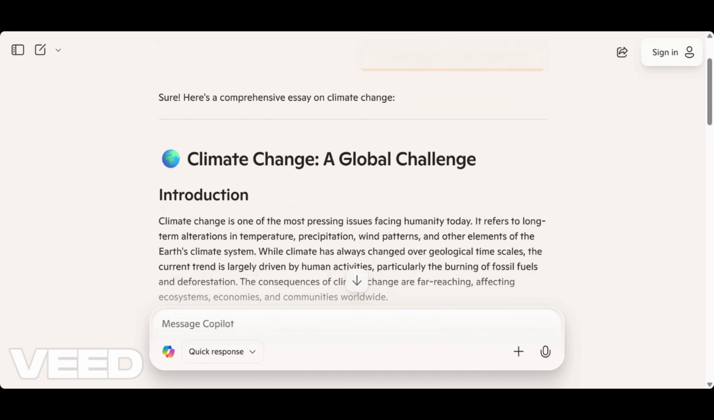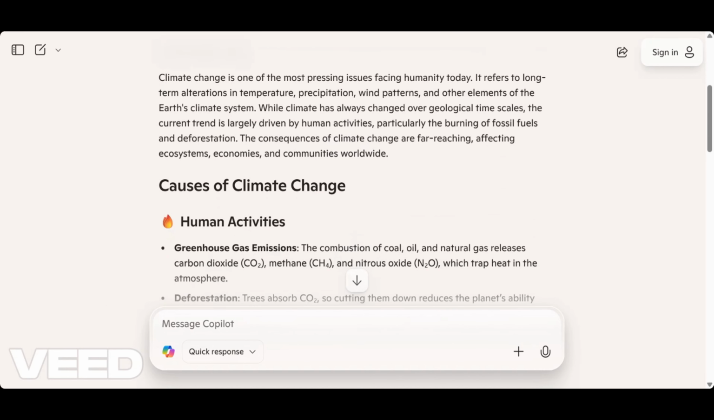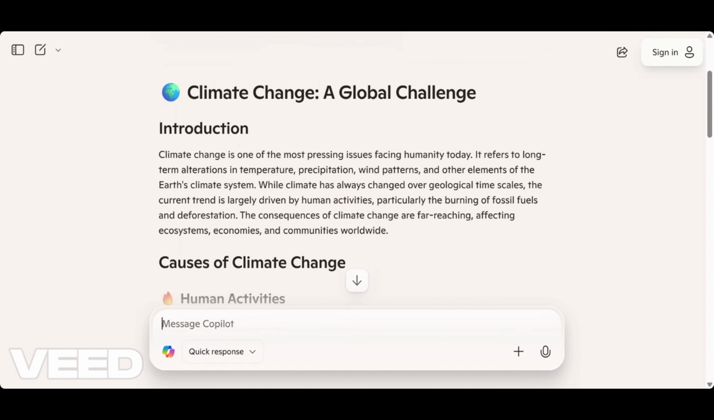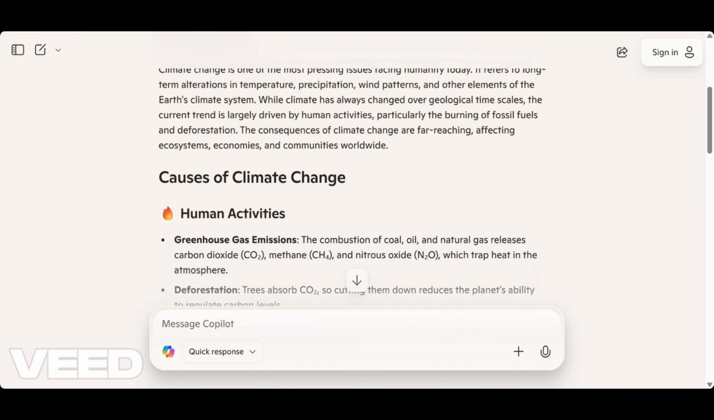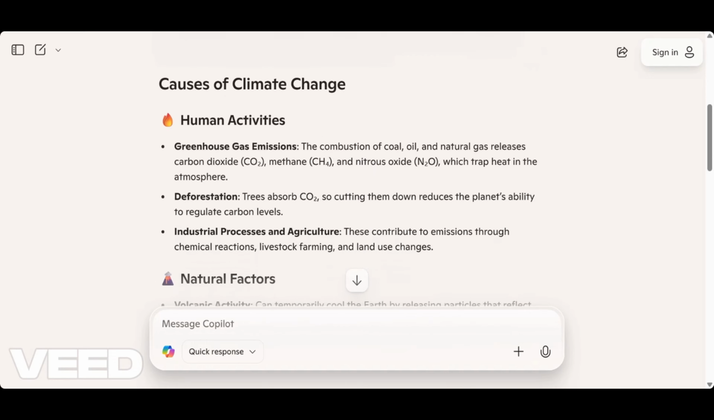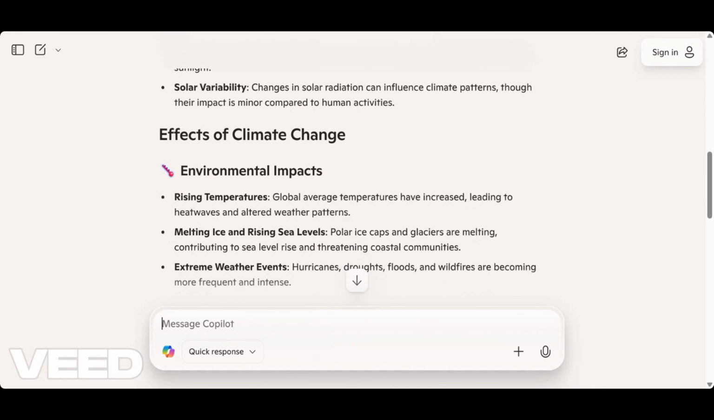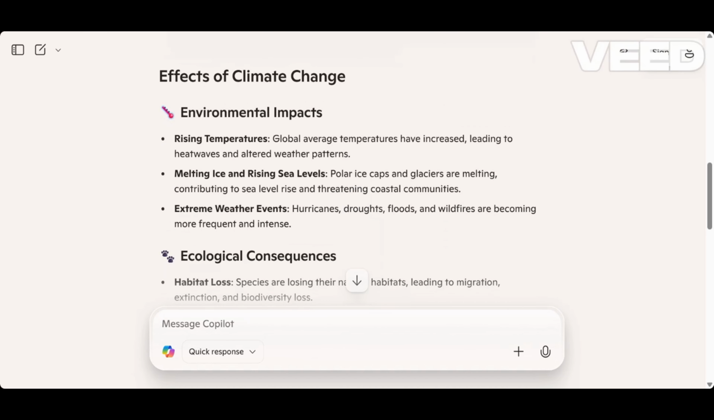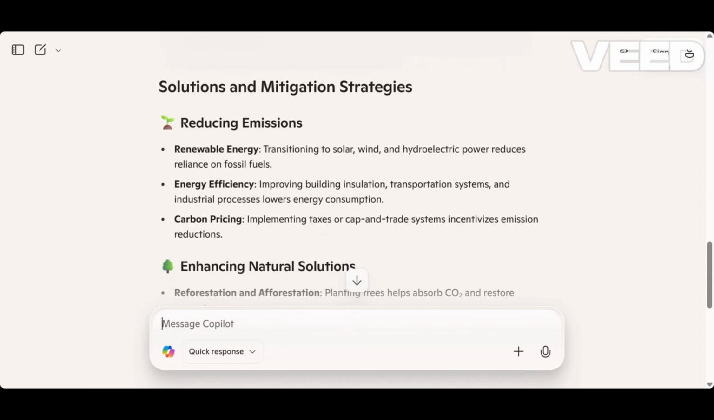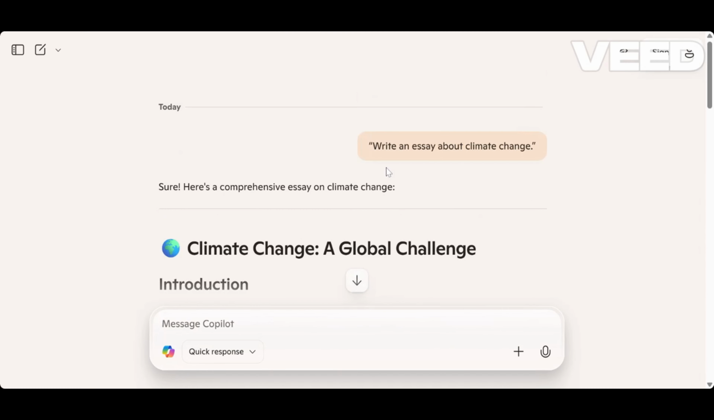Climate change, a global challenge. Introduction. This is what you should get, something sort of like this. You get your introduction, you get your cause of climate change, and you get your human activities, natural factors, effects of climate change, environmental impacts, and then you read these along. And if you're not fine with these, then you can put in a more refined prompt.